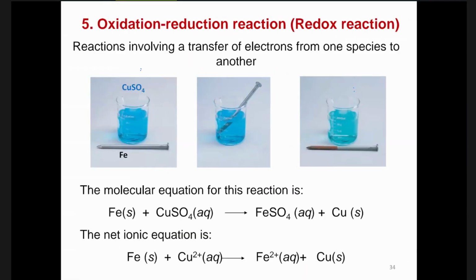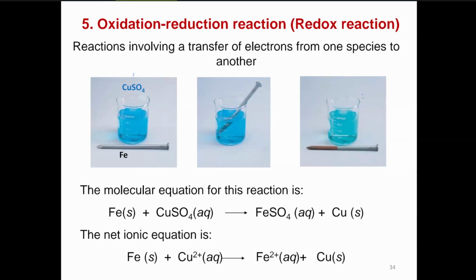Okay. So you see that here, the copper stands on the iron. For the net ionic equation, first you put the molecular equation, and then you suppress the spectator ion, which in this case is the sulfate. So you have a net ionic equation with iron plus copper 2+ becoming iron 2+ and copper 0. So the copper 0 will stand on the iron surface. Okay.